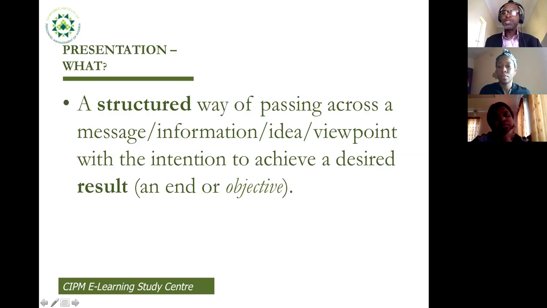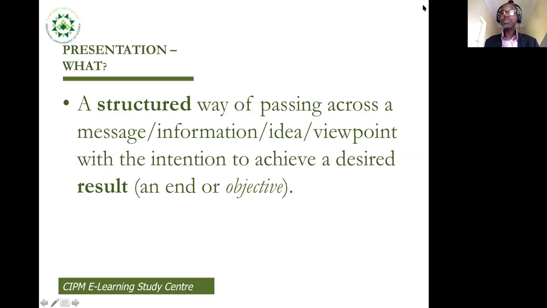What is your understanding of presentation? That's the first thing I will want to review with you. Presentation is always a structured way of passing across information in an orderly manner. That's why it's structured in an orderly manner. You want to pass across information. In most cases, we think presentation is always formal, but it's not necessarily formal. For instance, I told you to do an elevator speech when we started, an extempore speech. It's still a presentation. You are passing across information, an intention, a viewpoint, to achieve a desired result, which is your objective.